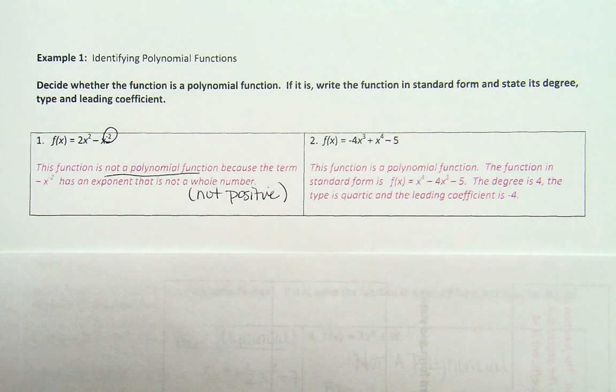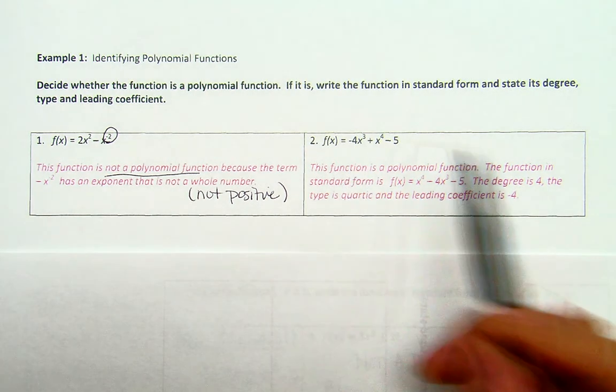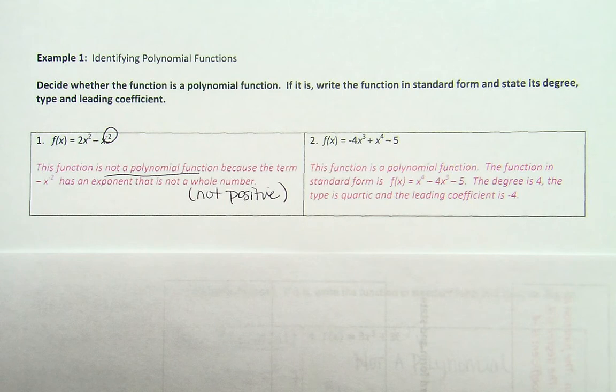Moving on to number 2, we have f of x is equal to negative 4x to the 3rd plus x to the 4th minus 5. This is a polynomial function because each of your exponents is a positive whole number, and the coefficients of each term are real numbers. So we have to go through and make sure we hit every piece of that direction.